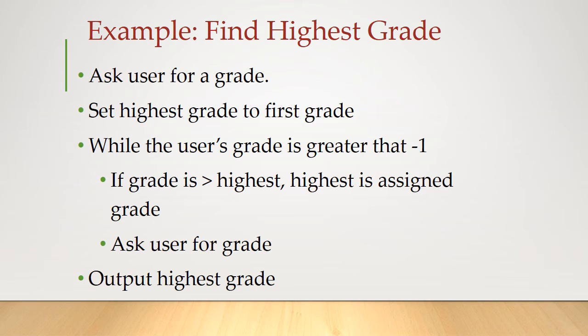Then while the user's grade is greater than -1, we're going to look at that grade. And if that grade is greater than the highest, then that becomes our highest grade. Then we're going to ask the user for another grade. We'll continue in that while loop until the user enters a -1. Lastly, we're going to output what we determined is the highest grade.